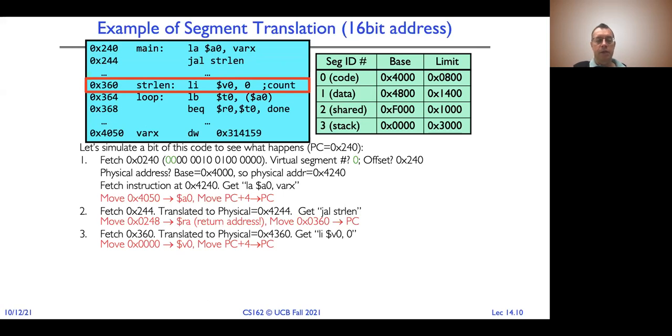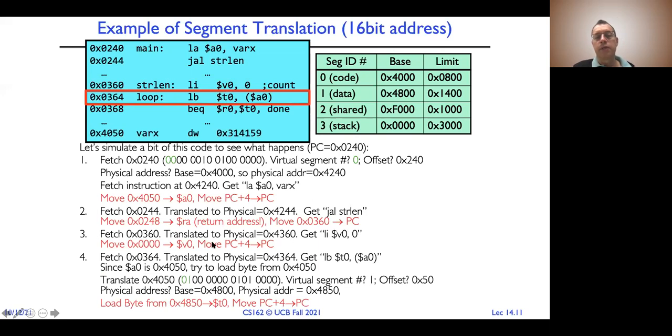The address 360 is again in the code segment. In order to compute the physical address, you add the base, which is 4000, so 4000 plus 360 is 4360. Then you read from the physical memory this instruction, which basically initializes a count, putting a 0 in register V0. Once you execute that, you go to the next instruction.